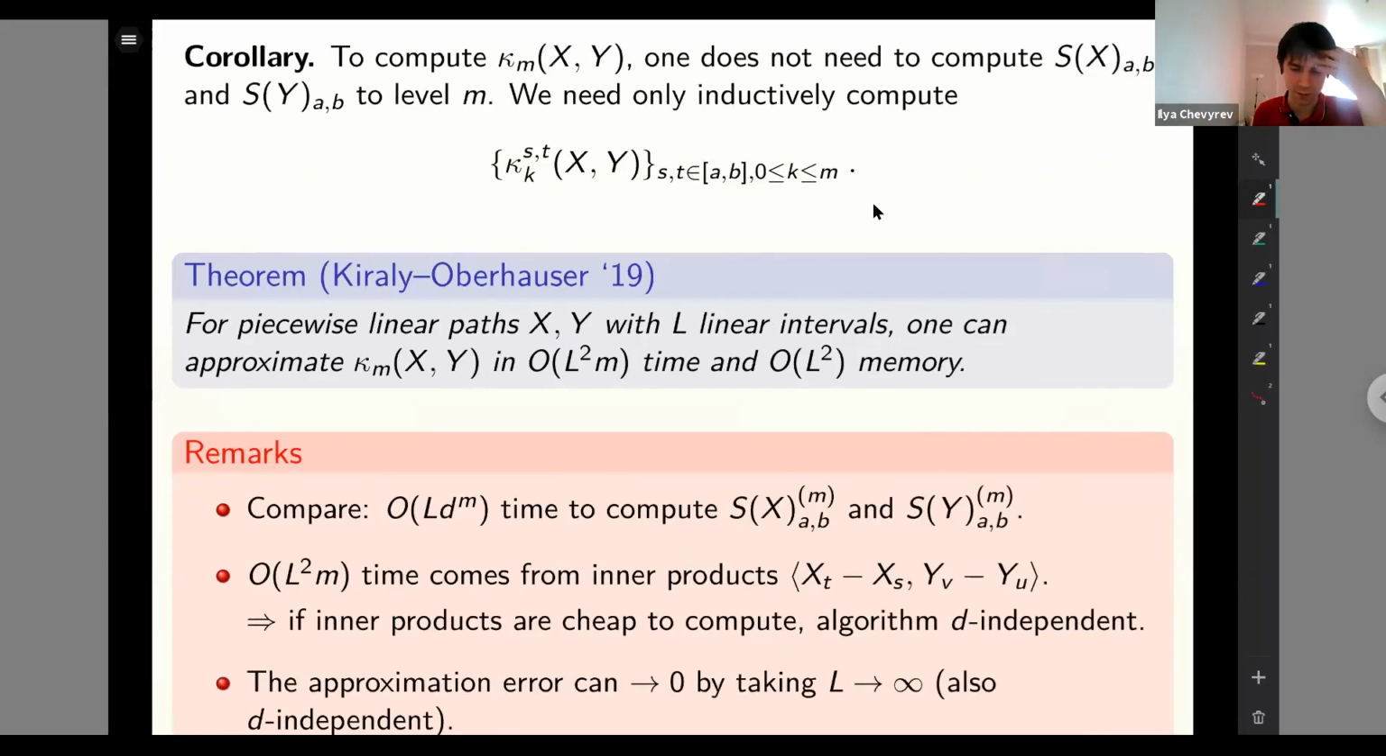And then the approximation error in this statement can also be made quite explicit. By taking L to infinity, because a piecewise linear path with L linear intervals is also a piecewise linear path with L+1 linear intervals, you just arbitrarily divide one of the intervals into two pieces, and it's still piecewise linear over those subintervals. So by taking L to infinity, you can send the error in this approximation to 0, also in a dimension independent way.